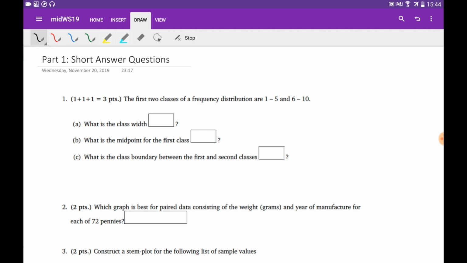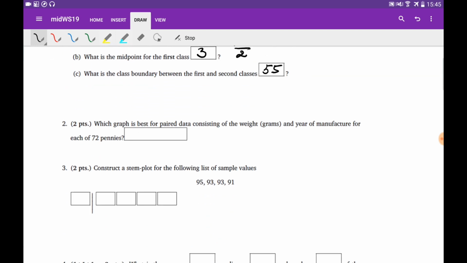So in the first question, we need to find the class width, the midpoint of the first class, and the class boundaries of these two classes in the frequency distribution table. In order to find the class width, we need to subtract the 2 lower class limits or 2 upper class limits. It is going to be equal to 5. The class midpoint is going to be the middle point of this class. It is going to be 1 plus 5 over 2, which is equal to 3. And in order to find the middle point between the two classes, it's going to be 5.5. We need to look at the upper class limit for the first class and the lower class limit for the second class.